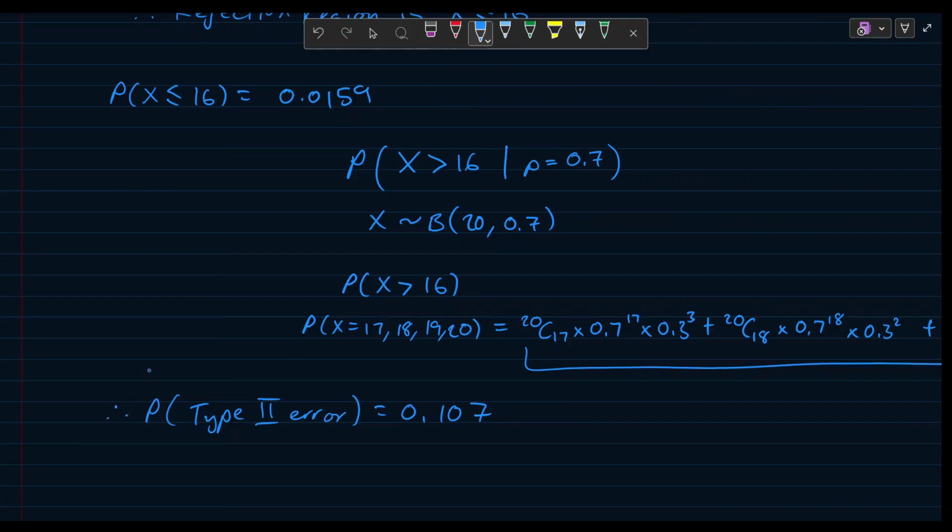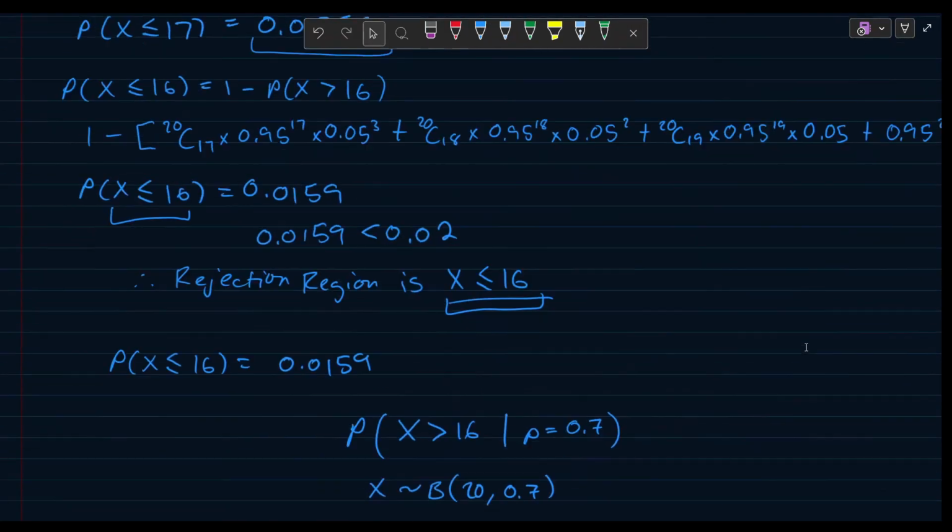So that's how you find the probability of a type 2 error and a type 1 error under discrete conditions.